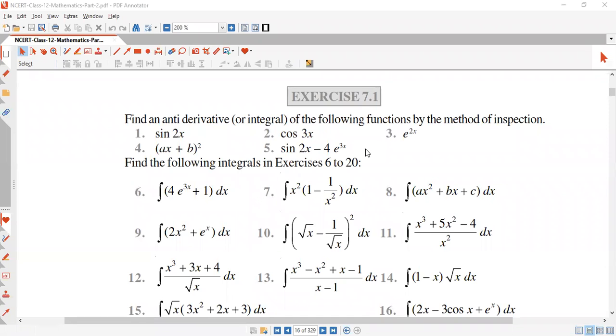Hello, class 11 students. We are starting the chapter Integration, and this is the first exercise on it. The easy exercise, exercise number 7.1, and we want to solve this whole exercise, all the questions.